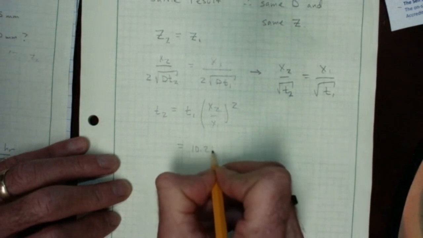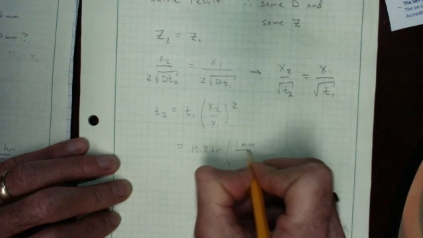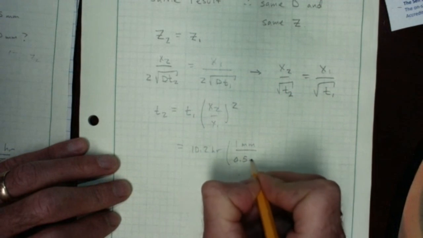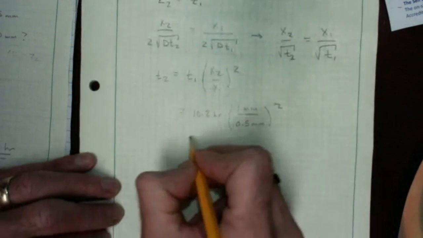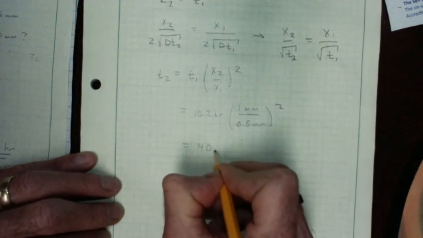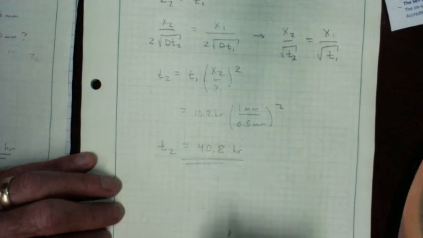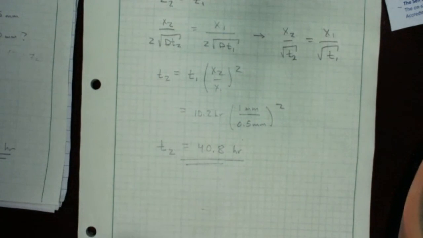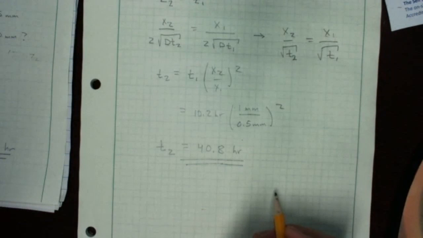t1 was 10.2 hours. x2 is 1 millimeter. x1 was 0.5 millimeter. That's squared. So I get an answer of 40.8 hours. So in this particular problem, it takes about 4 times longer for the carbon to reach the level of 0.25% at just twice the distance under the surface.